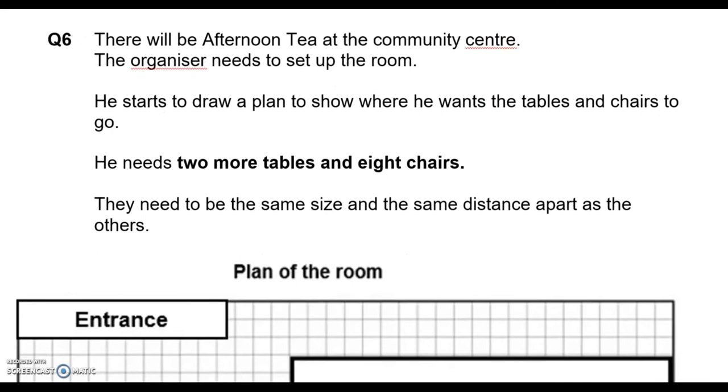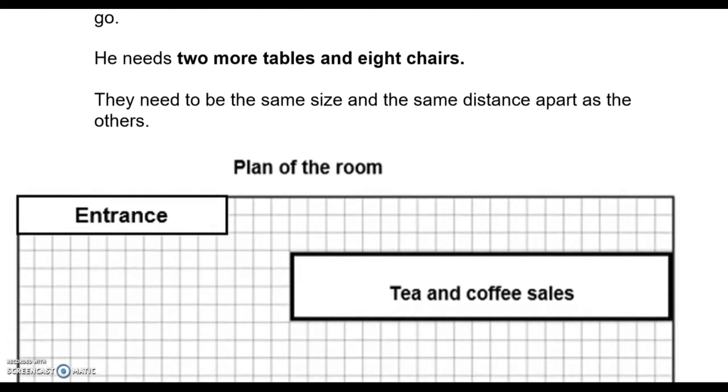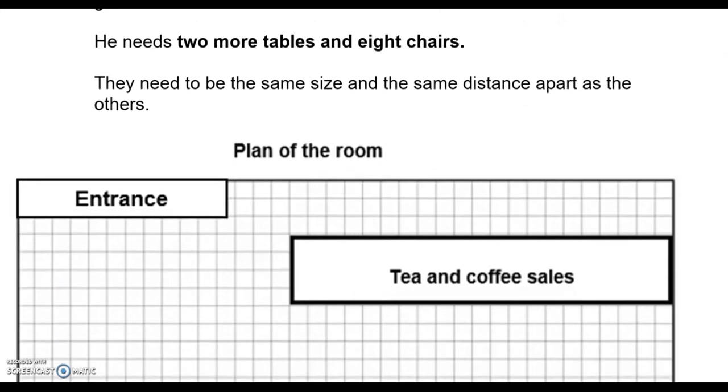There will be afternoon tea at the community centre. The organiser needs to set up the room. He starts to draw a plan to show where he wants the tables and the chairs to go. He needs 2 more tables and 8 chairs. They need to be the same size and the same distance apart as the others. So 2 more tables and 8 chairs.